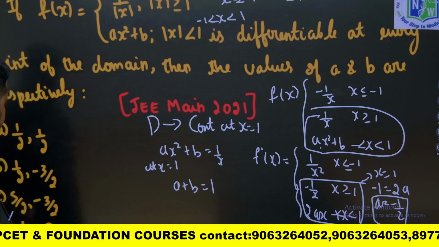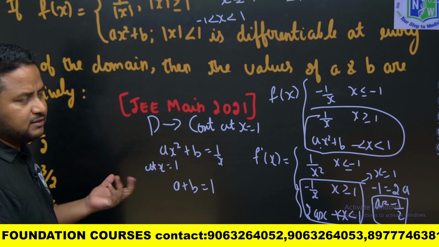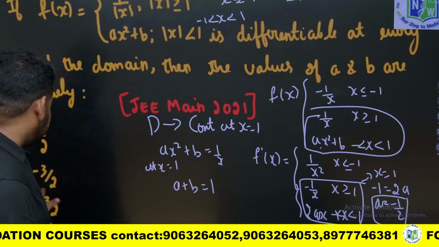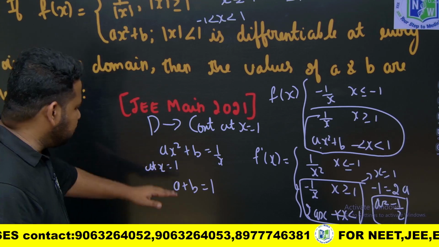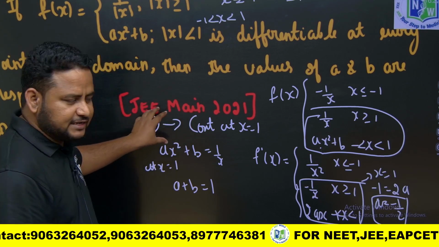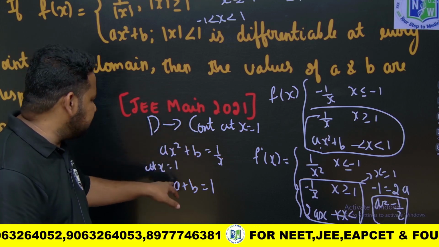Looking at this directly, you can go for option D. No need to use the continuity concept. But in case the options are twisted, where minus 1 by 2 is there in more than one option, that time you definitely have to find b. To find b, we use the concept that differentiability implies continuity. So, we got a plus b is equal to 1.